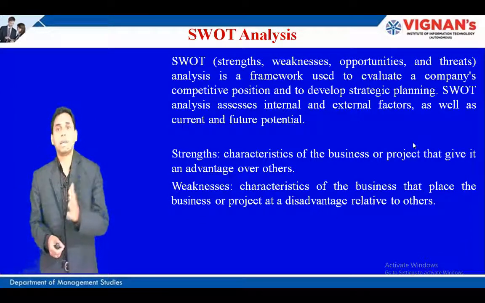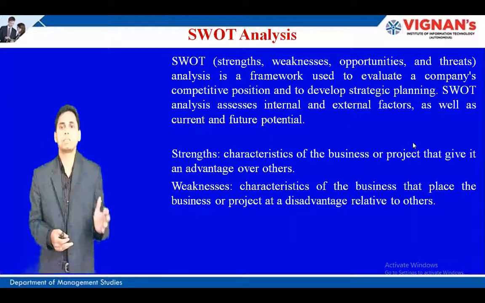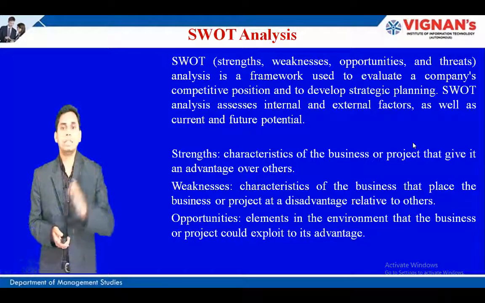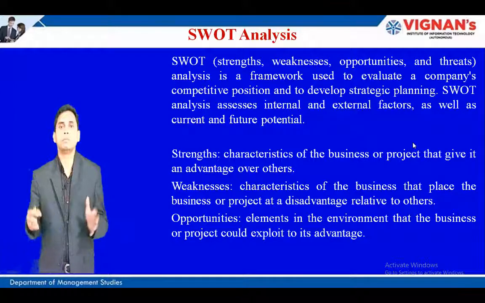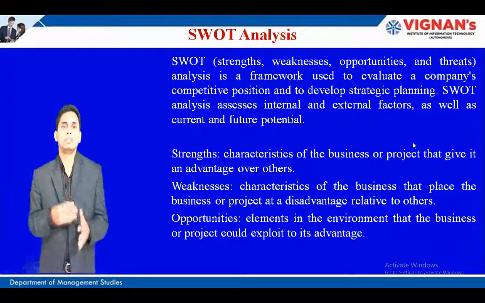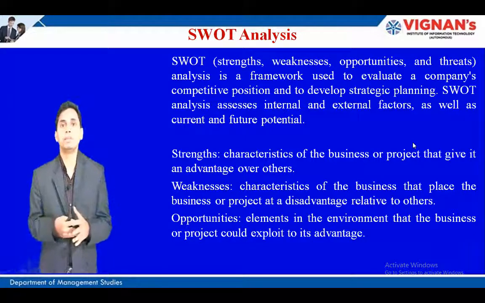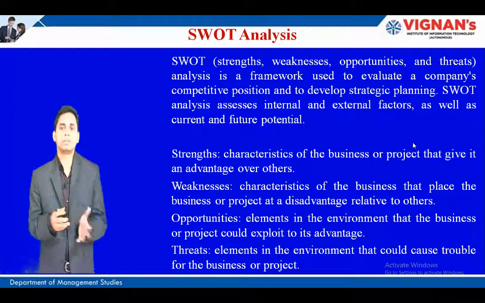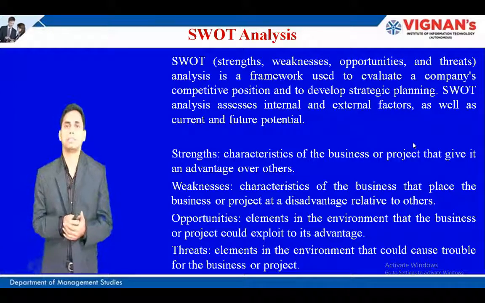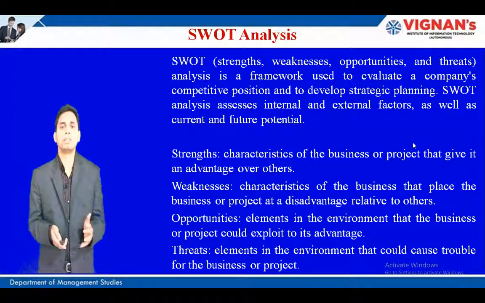Weaknesses are the characteristics of the business that place the business at a disadvantage relative to others. So relative to others, if it is a disadvantage, it is called a weakness. Opportunities are the elements in the environment that the business or the project could exploit to its advantage. So if there are any things available in the market which can be exploited, they are known as opportunities. Threats are the elements in the environment that could cause trouble for the business or the project. Maybe in the future it may cause trouble.